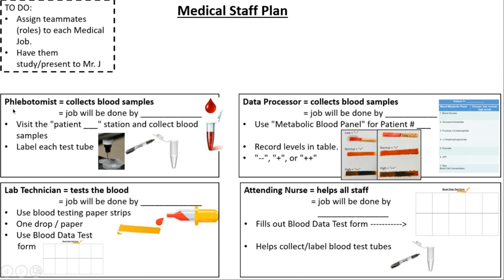First job is phlebotomist. It's a hard word to say. The phlebotomist collects the blood samples. They're going to visit the patient station. So if you have patient 1, 2, 3, or 4, and they're going to collect blood samples, and the blood will be in these little microcentrifuge tubes. And the phlebotomist also needs to label each test tube.